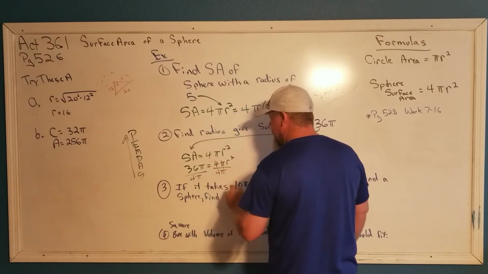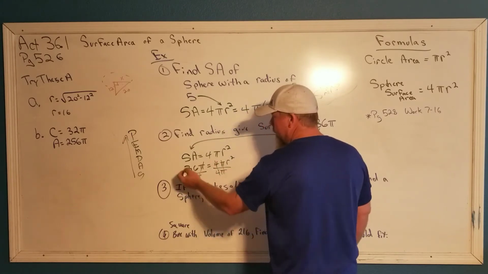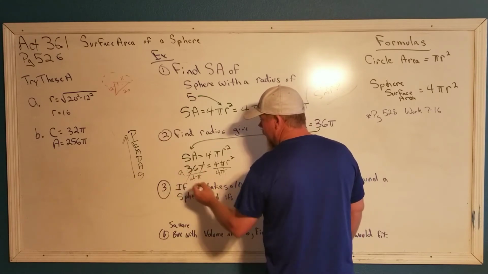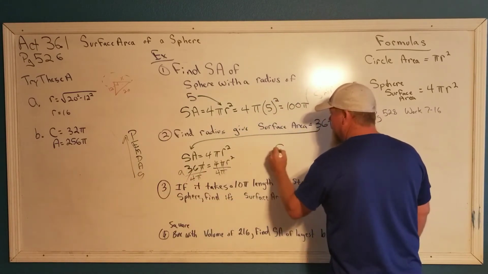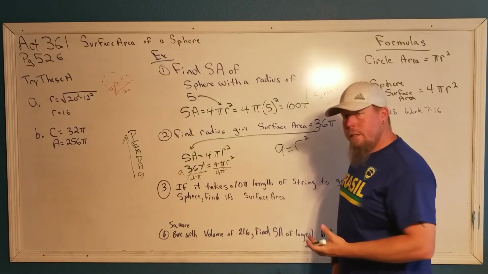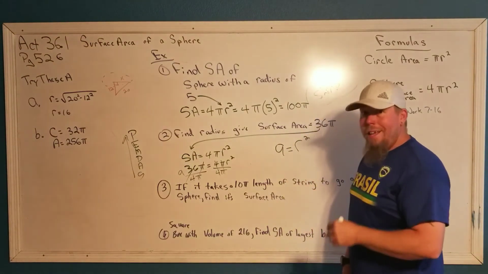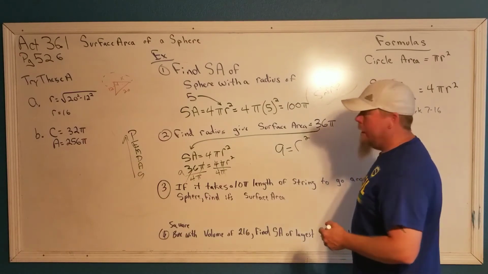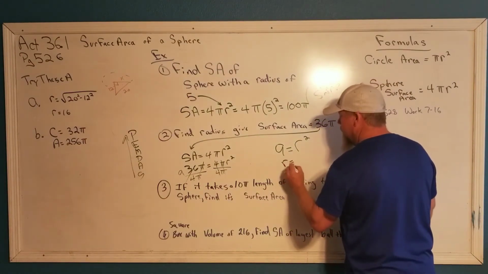The 4 is going to cancel, the pi is going to cancel. 36 over 4 just gets you 9. So if we rewrite what we have going on, we've got 9 equals r squared. And from there, I think you can see pretty obviously that the answer is going to be 3. Not negative 3, because we don't talk about a negative distance. We're just going to get the radius is equal to 3.